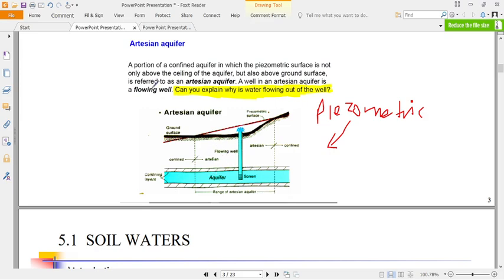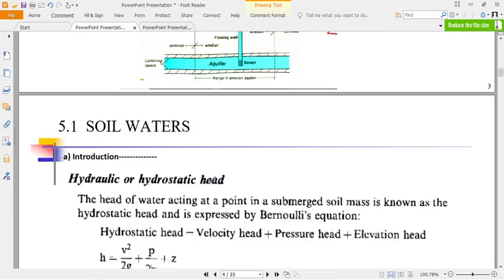So for a portion of a confined aquifer in which the piezometric surface is not only above the ceiling of the aquifer but also above the ground surface, this is what we call an artesian aquifer. A well in an artesian aquifer is a flowing well. It allows water to flow out of that well because water tends to come to this level. There is pressure to come to that point.